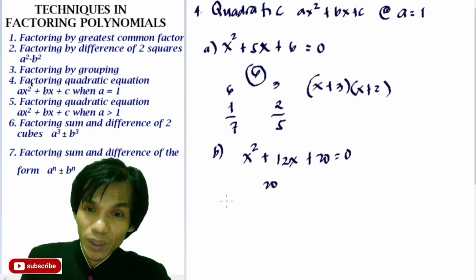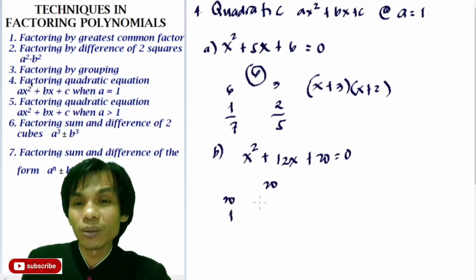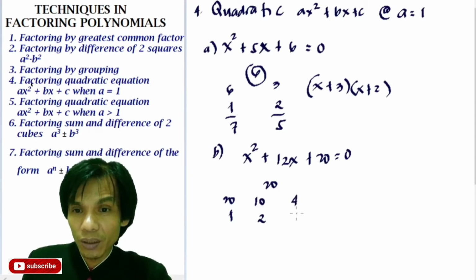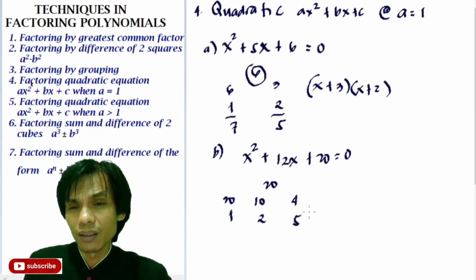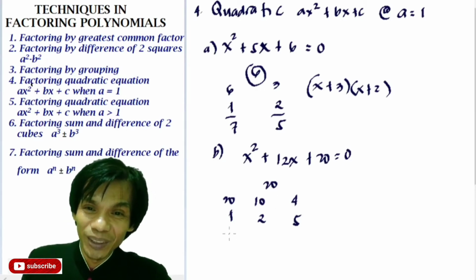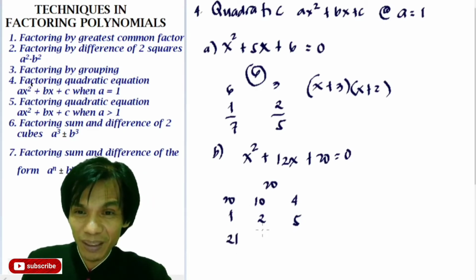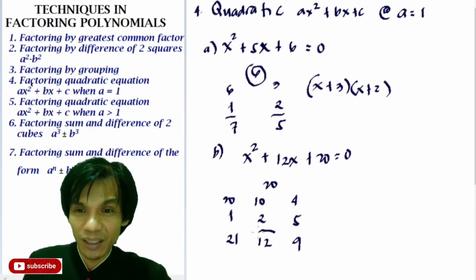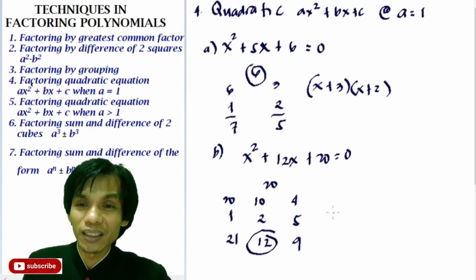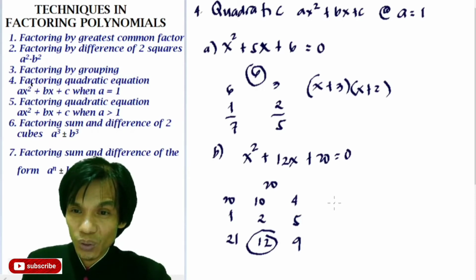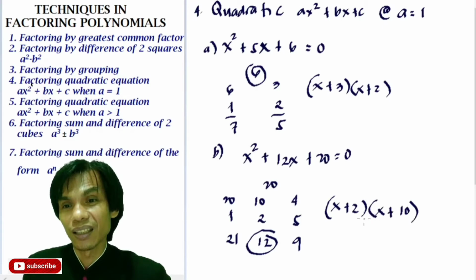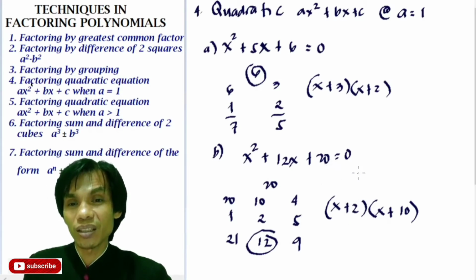So, si 20, pwede siyang 20 multiplied by 1. Ano pa? 10 multiplied by 2. Ano pa? 4 multiplied by 5. Sige, yan lang. Pag pinag-add mo ito, di ba 21? Ito naman, pag pinag-add mo, 12. Ito, pag pinag-add mo, 9. So, ano yung magmi-meet dyan? Magsasatisfy ito. Ibig sabihin, ang kanyang factor ay 10 at saka 2. So, we have x plus 2 and then x plus 10. Kasi pagka pinag-multiply nyo to, dinistribute nyo yan, ito din yung magiging sagot niya.